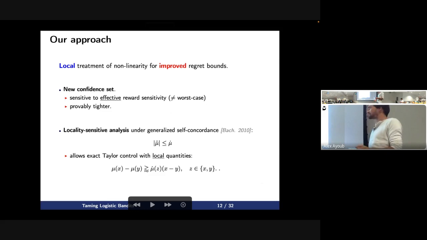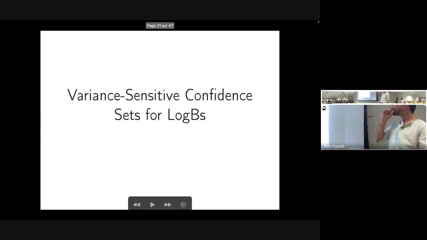And then we also need to do a local analysis. So we want to get away from this global linearization that is everywhere in the analysis. And we want to stay local at the point that we actually select. And this we can do thanks to the notion of generalized self-concordance by Francis Bach in 2010, that allows us to, let's say, bound the second order derivative by the first one, very high level. And this is something that will help us in having an exact Taylor expansion, or let's say Taylor inequality. So that's our technical tool. Okay, so let's dive in.